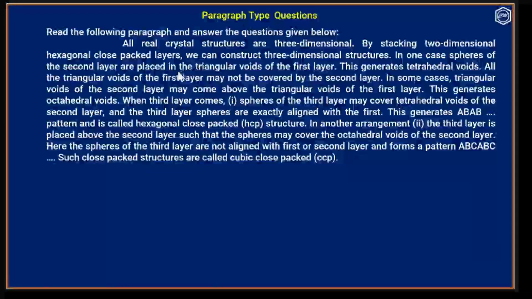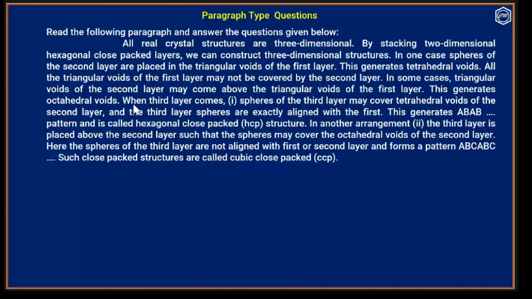Next one is a paragraph type question. Read the following paragraph and answer the questions given below. All real crystal structures are three-dimensional. By stacking two-dimensional hexagonal close-packed layers, we can construct three-dimensional structures. In one case, spheres of the second layer are placed in the triangular voids of the first layer. This generates tetrahedral voids. All the triangular voids of the first layer may not be covered by the second layer.